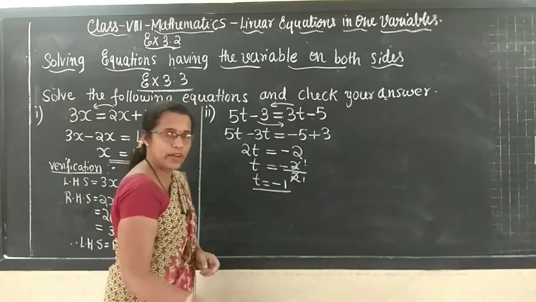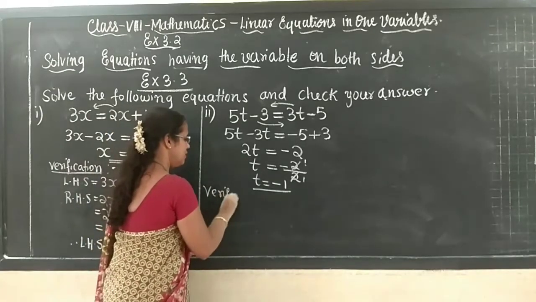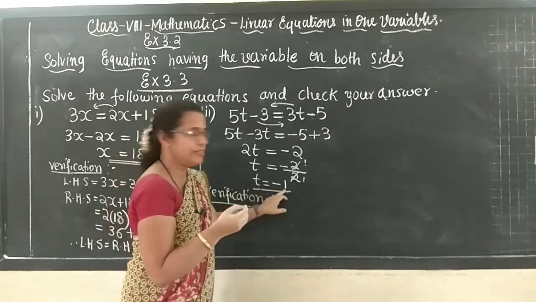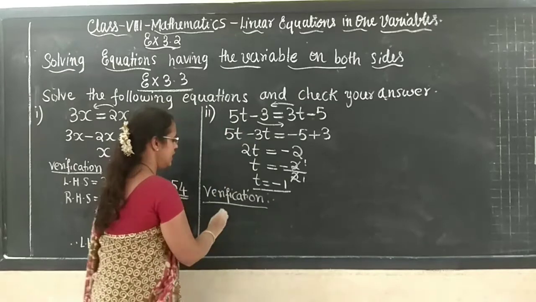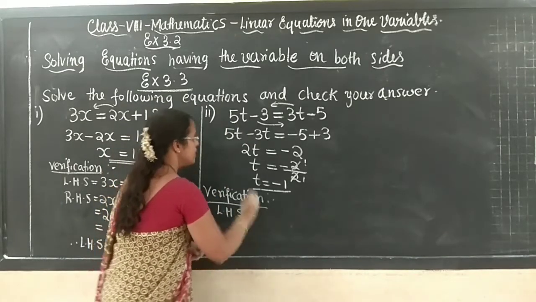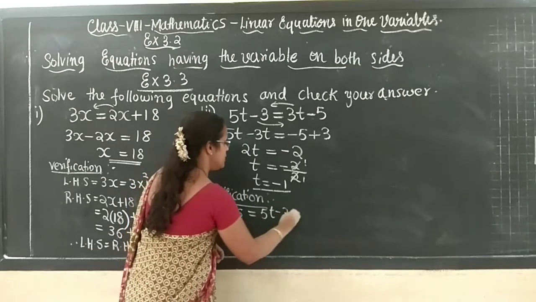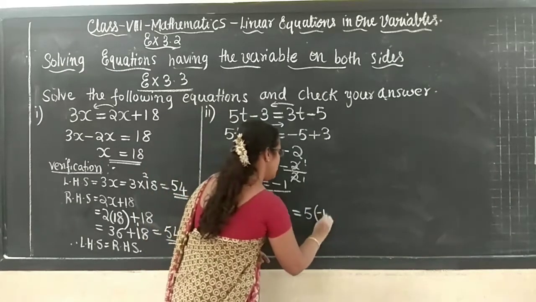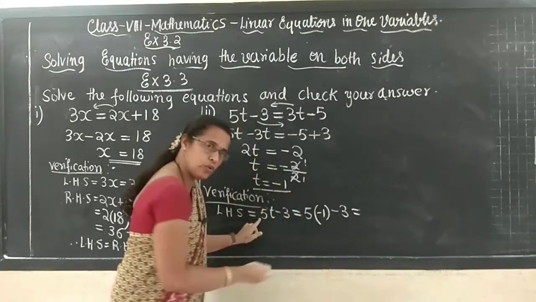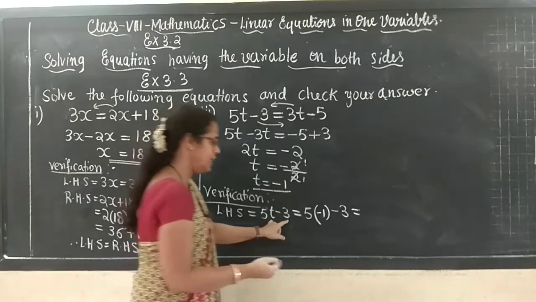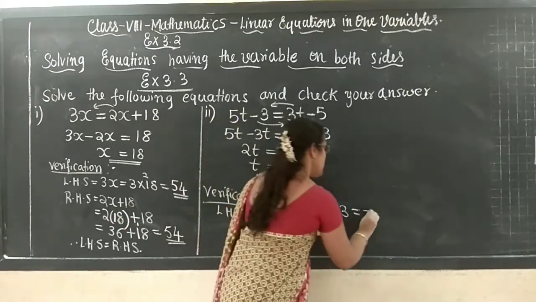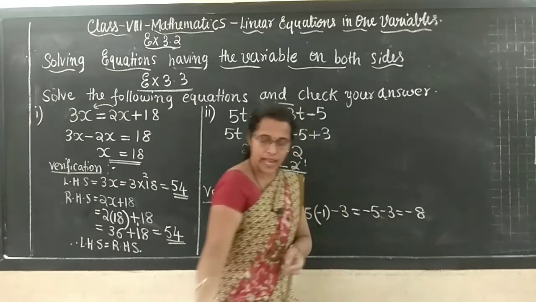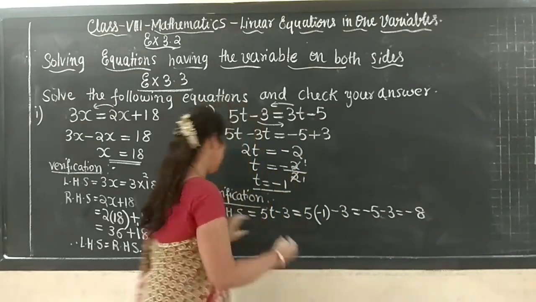Okay, children. So now let us verify it. Verification. Okay, so now put the value of t as minus 1 in this. Okay, let us see here. Left hand side is equal to 5t minus 3. 5 into t, place what, children? t place minus 1. Minus 3. 5 into minus 1, minus 3 is already here. So minus 5 1s are 5. Minus 5 minus 3, minus 8. Both are minus, so we have to add and put the sign of minus.